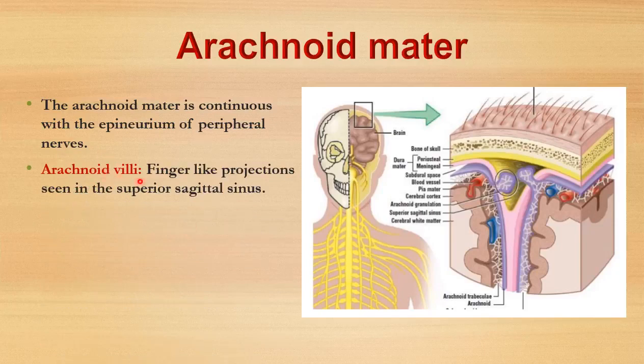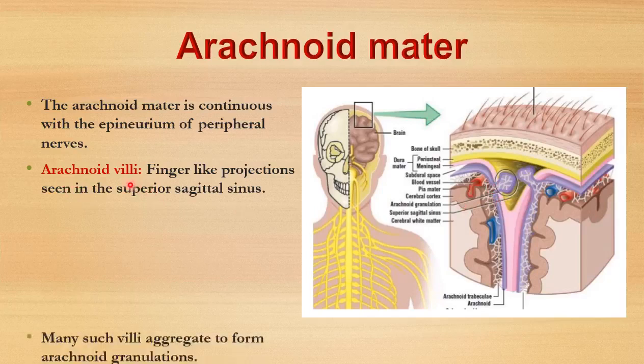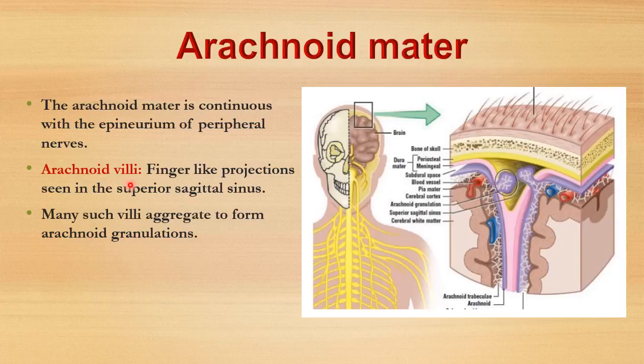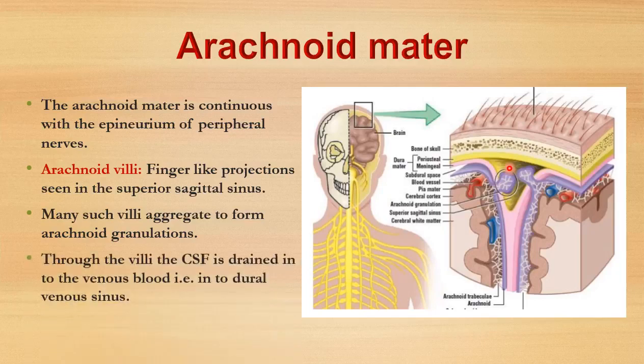The arachnoid, in certain places, has finger-like projections which are called the arachnoid villi. Mainly you see them in the superior sagittal sinus. These villi, when they aggregate together, form the arachnoid granulations. Through the arachnoid granulations, the CSF is drained into your venous blood, that is, into the dural venous sinuses.